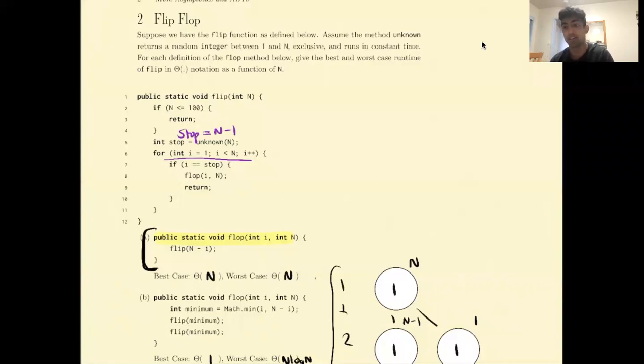So considering the worst case possibility, my idea is let's exit this for loop at the very end. Okay, what that's saying is we're setting stop equal to n minus 1.